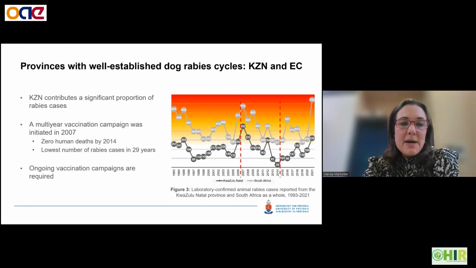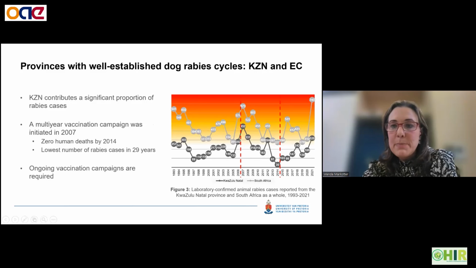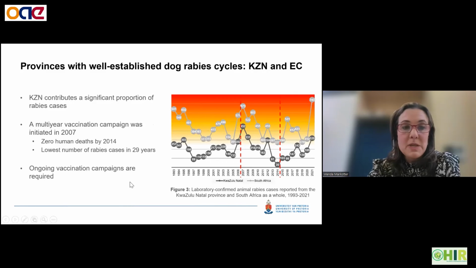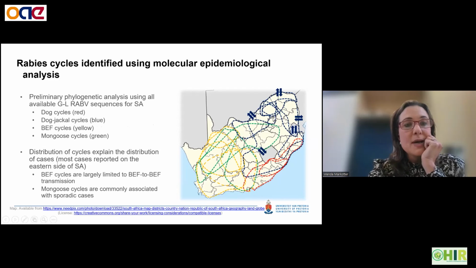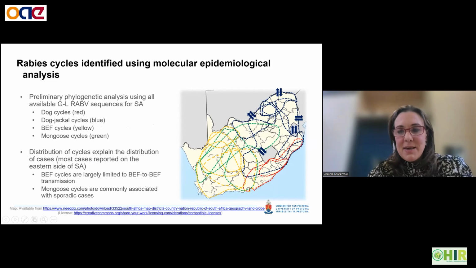And it's really about ongoing vaccine campaigns. If you look at our success stories where we got human rabies in KwaZulu-Natal down to 0, and look where we are again now, just because we didn't continue with vaccination campaigns in animals. I'll end off with how complicated some of our cycles in South Africa are.